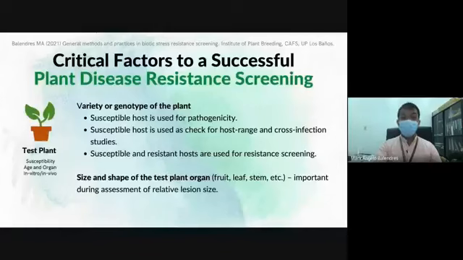Next is the variety or the genotype. As I mentioned earlier, you need to add a susceptible and a resistant check when you're doing resistance screening. If you don't have a resistant check, just make sure that you have a susceptible check for comparison. You also need to know the size and the shape of the plant material that you're going to use. The reason is that you need to get the lesion size, and sometimes the surface area. If you use ImageJ, that will allow you to get the proportion of the lesion that has the disease and those parts that are still healthy.